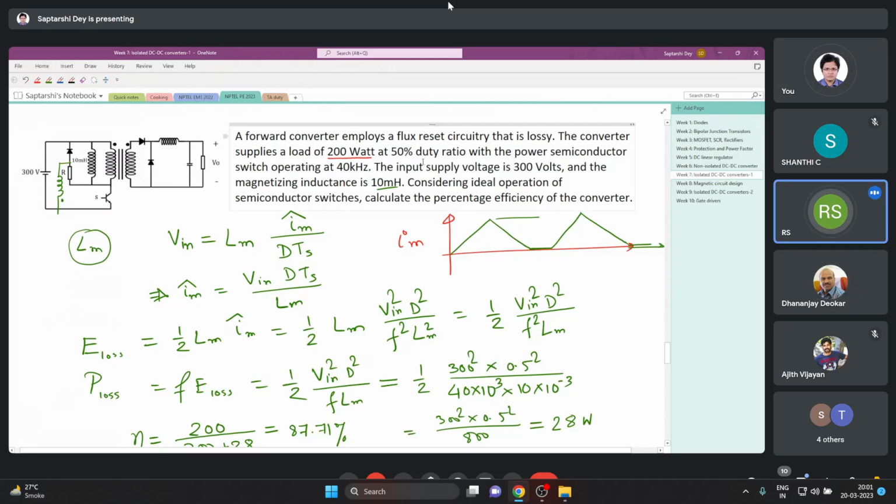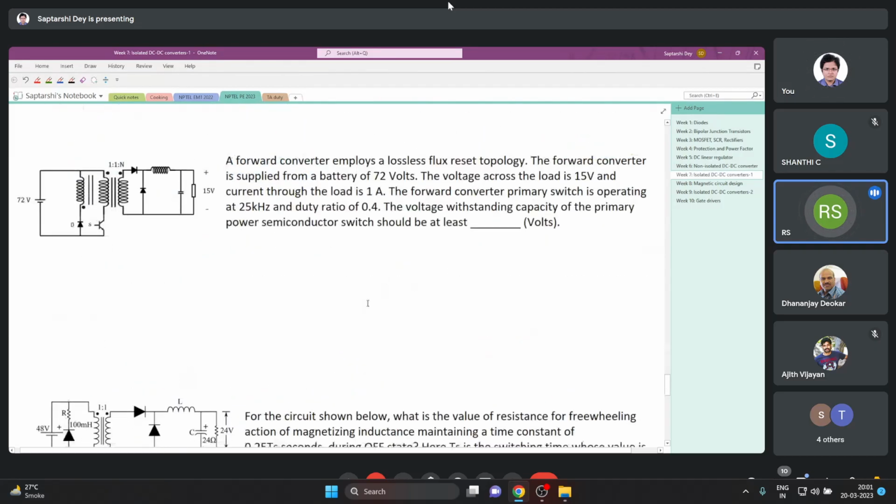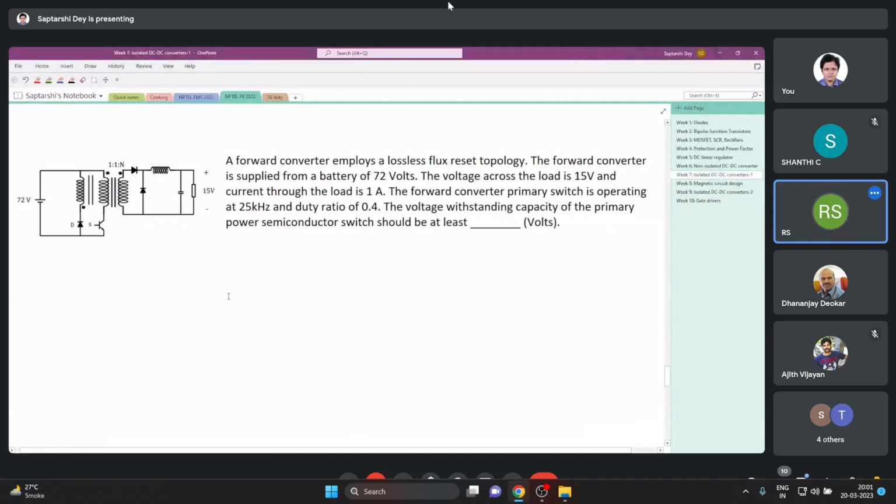Sir, in this lossless core reset, with the third winding through the diode, we are putting the energy back to the source. The energy stored in the inductor is fed back to the source. How will the current wave shape be? If you dissipate through the resistor, it will decrease exponentially. Here it is triangular. For resistance it is exponential; here it is pure inductance.